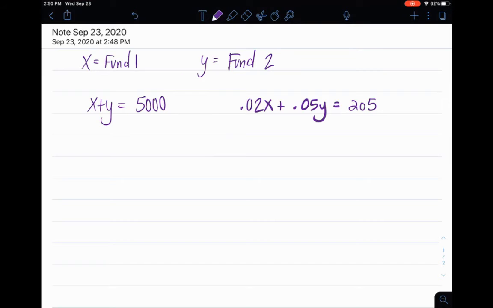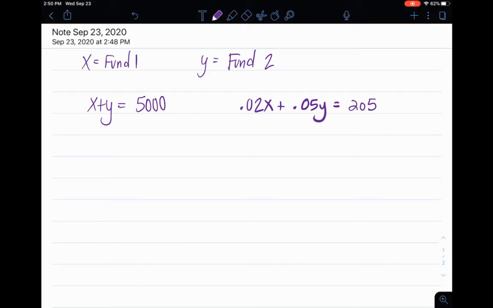Essentially, we're going to solve one of the two equations for one of the variables. It does not matter which variable you choose. Choose the one that's easiest to solve for. Which of those is going to be easier to solve? The X plus Y equals 5,000. Because it's just X plus Y, and there's no coefficients in front of one of them, either variable is going to be just as easy to solve for.